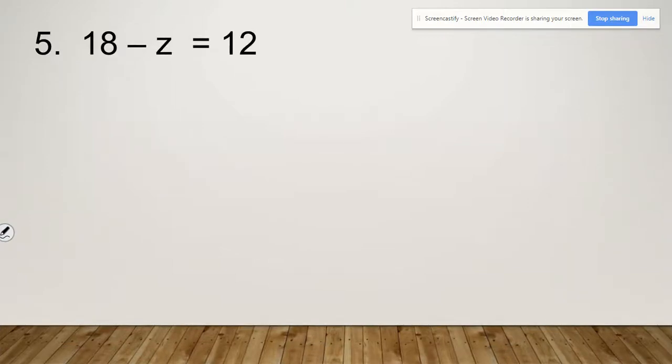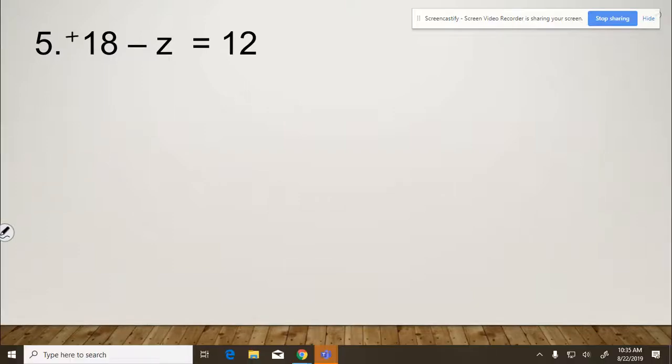Number 5, another simple problem, but just the way that it is written can make it a little tricky. So we have 18 minus z equals 12. So we want to get the z by itself. In a lot of these cases, kids tend to then add 18 to both sides because they see a minus sign. But the minus sign is attached to the z, not the 18. That 18 is actually positive. The opposite of positive 18 would be negative 18.